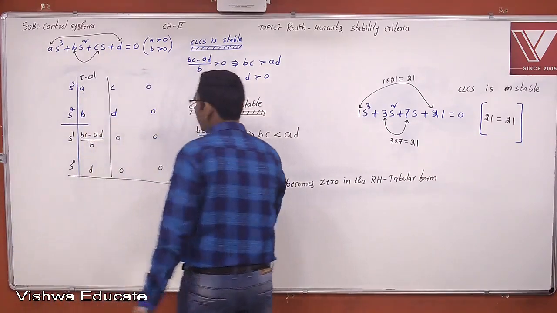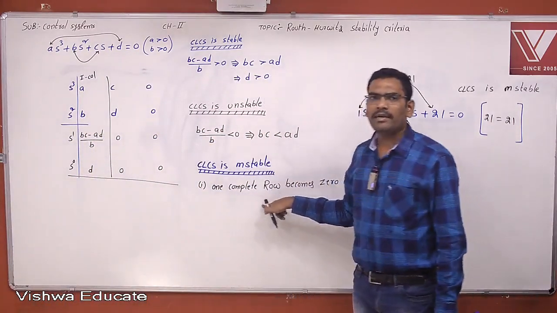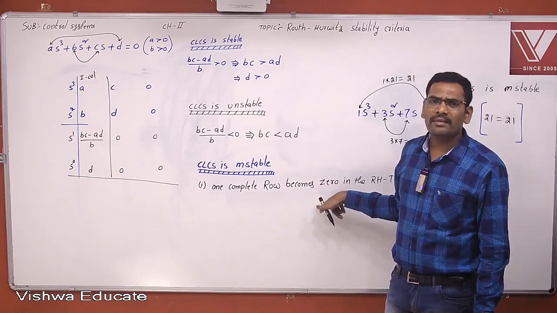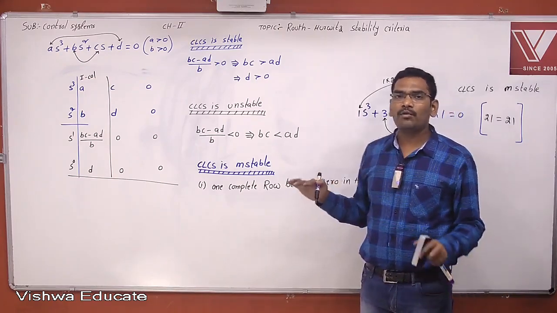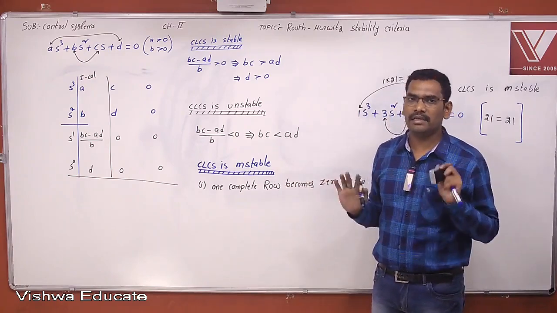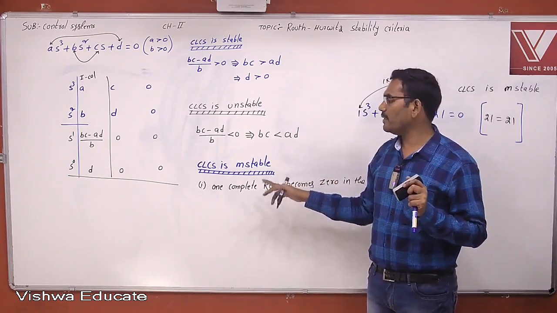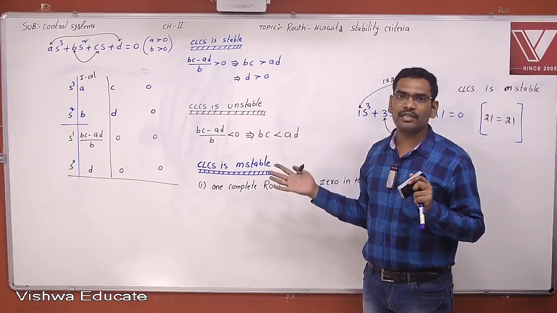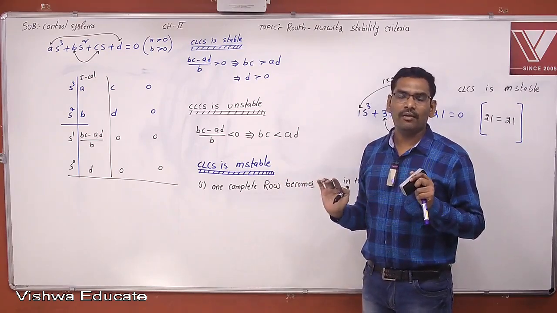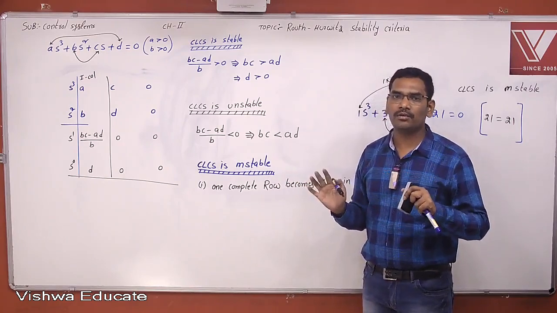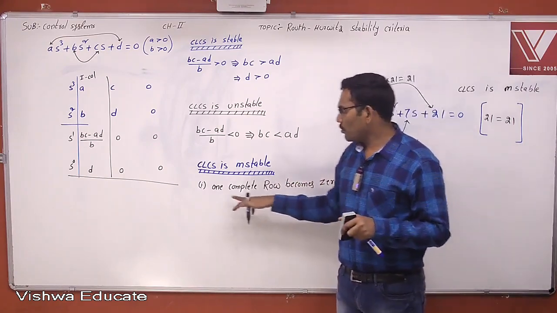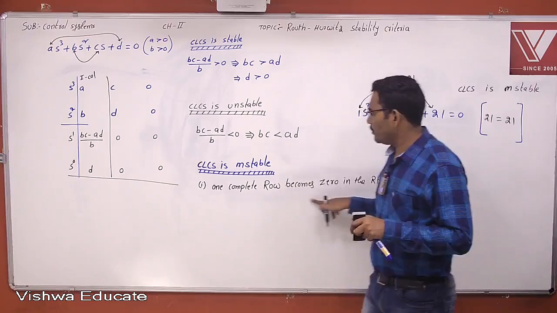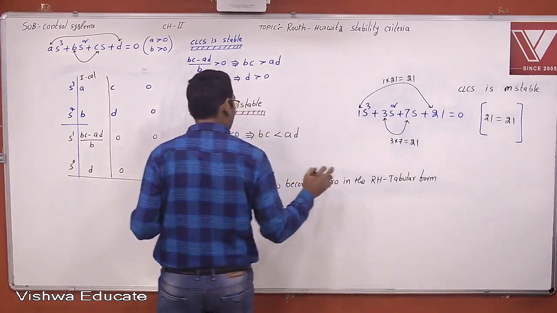That is the reason why, if you see here, you ask, sir, why one complete row equal to 0? What is the meaning of a complete row becoming 0? If a complete row becomes 0, what happens, sir? That we will see. Okay, why? What is the reason behind that? Now, what is the meaning of the row becoming 0? That also I will tell you. So when the system is marginally stable, one complete row becomes 0 in the RH tabular form.